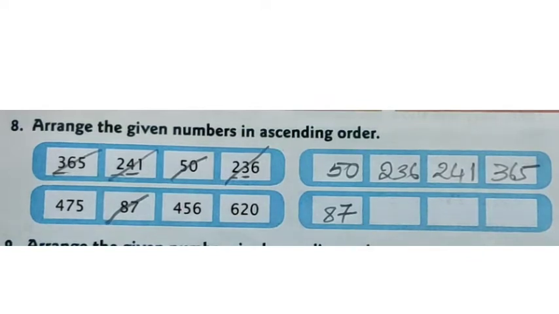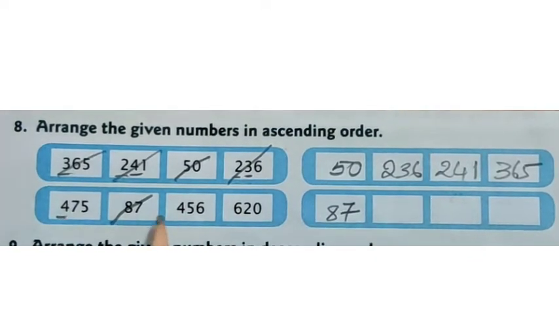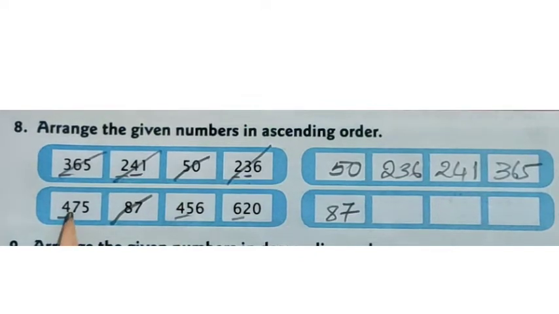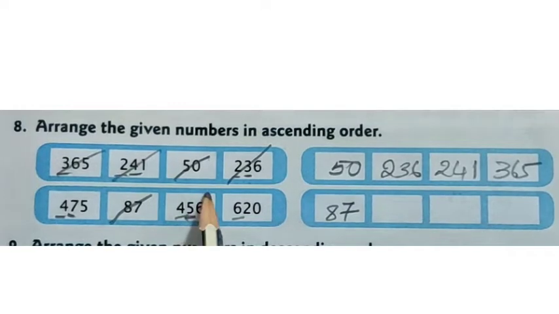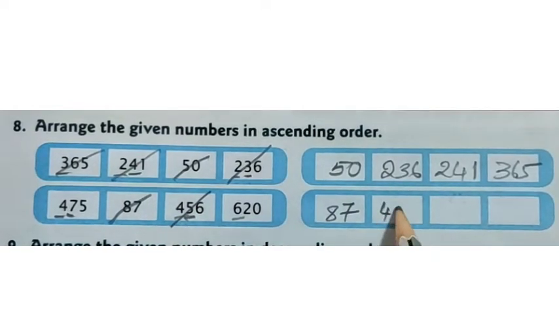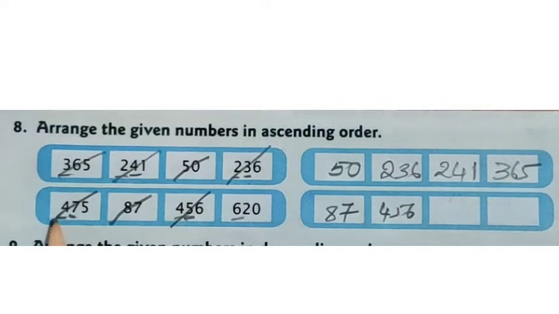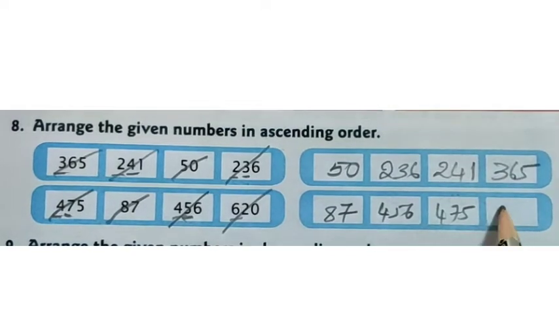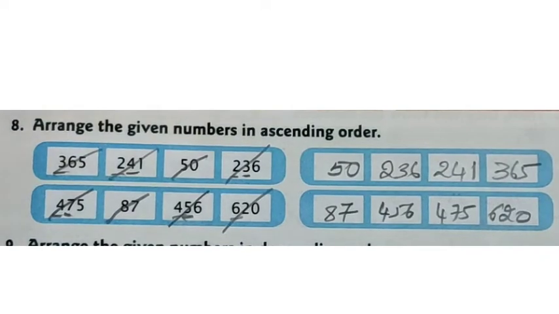Here, next compare the hundreds place. 4, 4 and 6. 4 is smaller than 6, but we have two 4s. So compare the next place, that is the tens place. Here we have 7 and here we have 5. So 456 is smaller. Next comes 475. The last number left is 620. Strike out 620 and write 620 in the box, children.